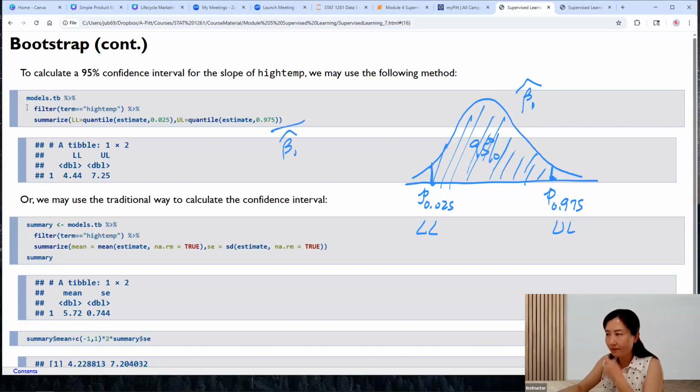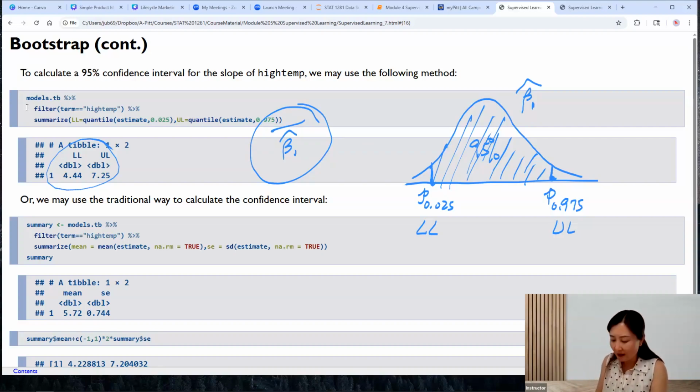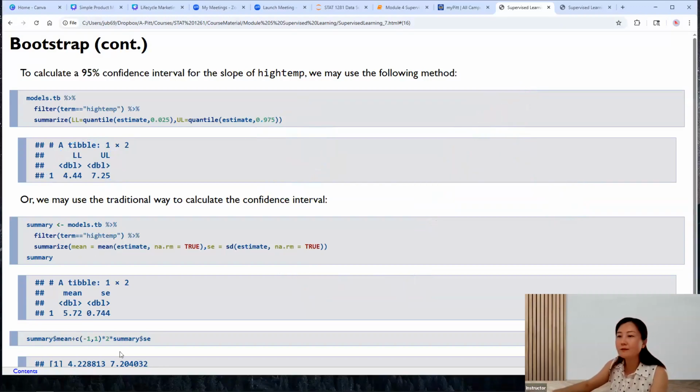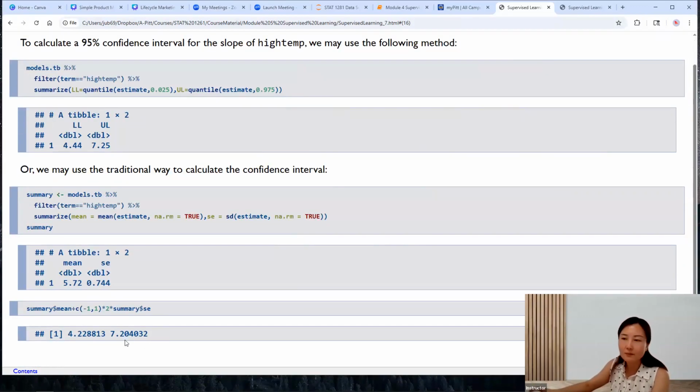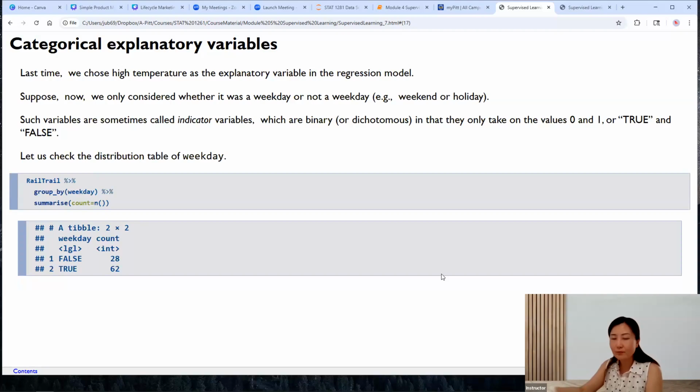This interval is not symmetric about the mean of beta 1 hat. We have 100 beta 1 hats, and this one is not necessarily symmetric because we only use two quantiles. If you want to assume symmetry, you can use the traditional way. We calculate the mean and the standard deviation of beta 1 hat, and then use the formula mean plus or minus 2 times the standard error of beta 1 hat. If we do this, the interval is symmetric about the mean of beta 1 hat. All right, so this is how we use bootstrap to quantify uncertainty for a regression model.